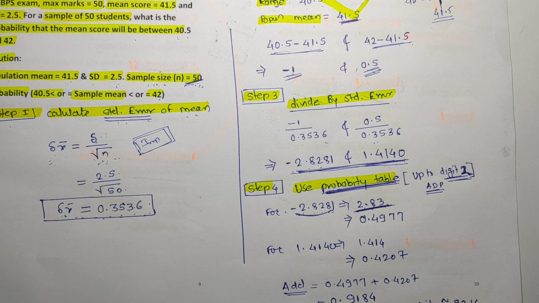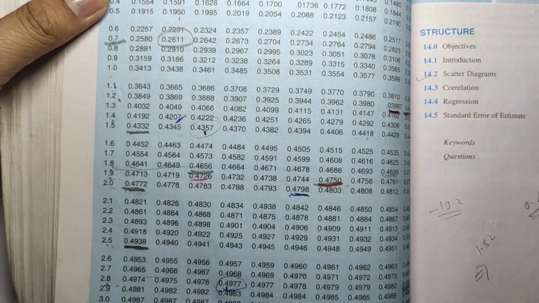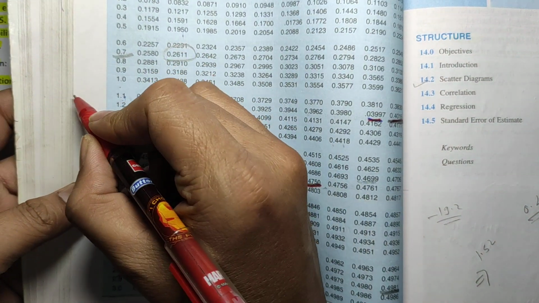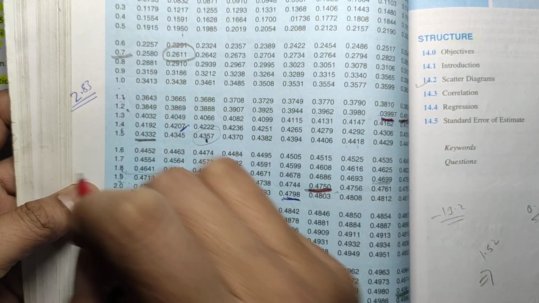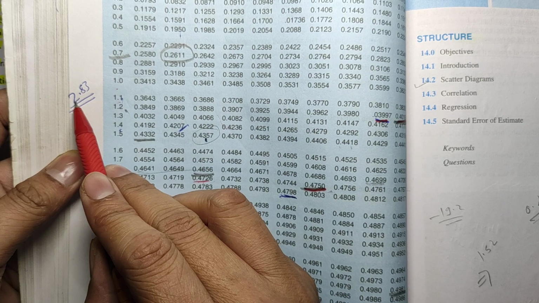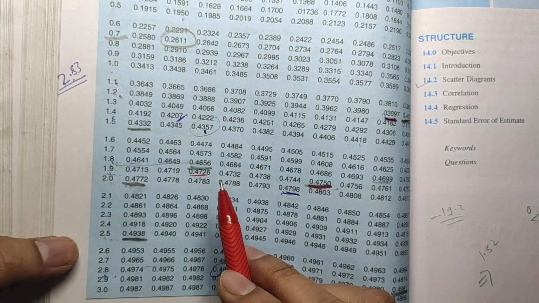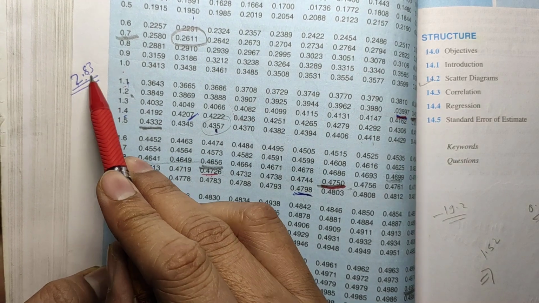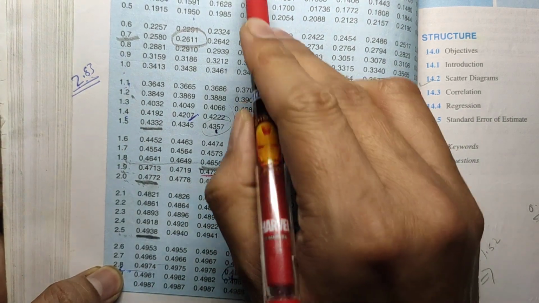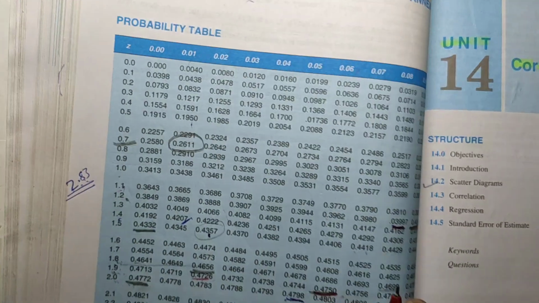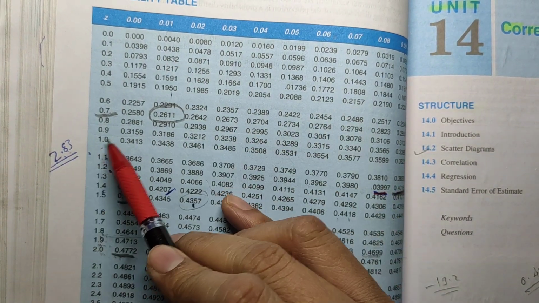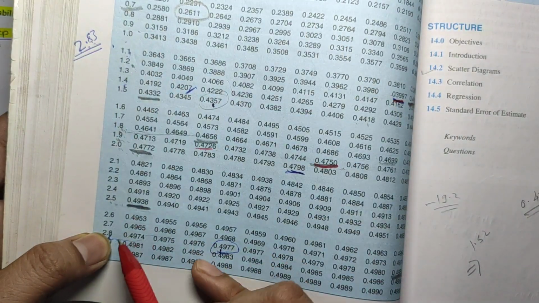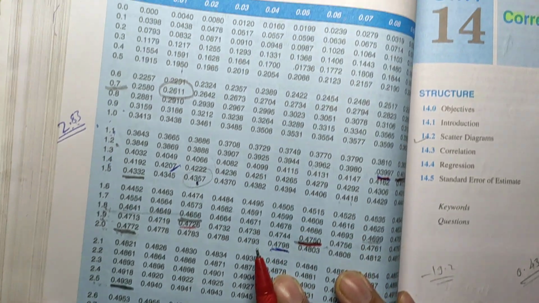So friends, see here, 2.83 we have to find, right? First find 2.8. Where is 2.8? Sir, here is the 2.8. What is the next digit? It is 3. So where is the next 3? See here, 2.83 we want. So in z we have 2.8 and the next digit is 3.